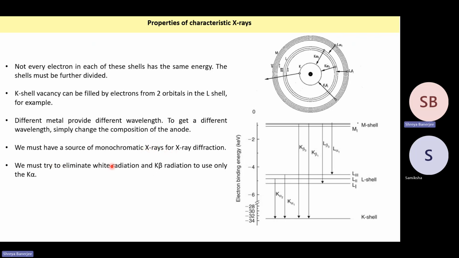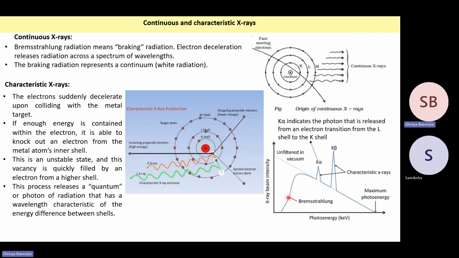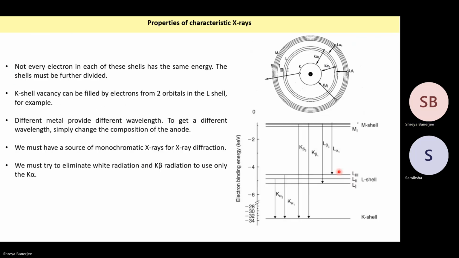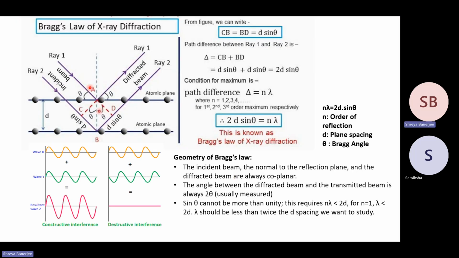So any instrument, it will try to eliminate the white radiation. White radiation is basically this broad radiation. So the instrument will try to eliminate the broad radiation and filter out only the characteristic radiation, either K alpha or K beta, whichever we want. So that is just one of the things that is done before the experiment. Now I will go into this Bragg's law of X-ray diffraction.